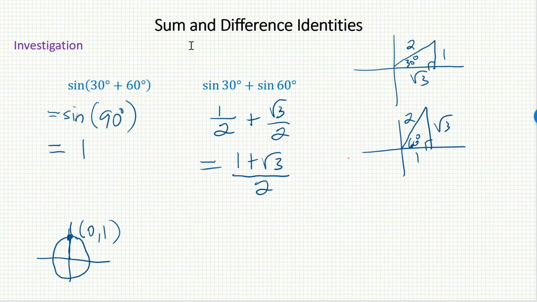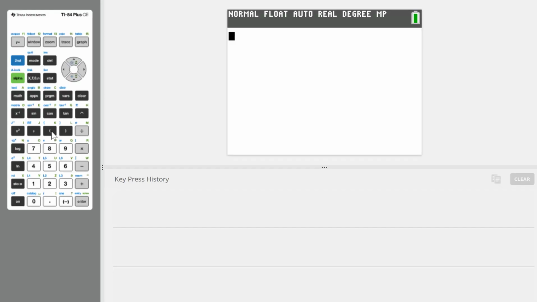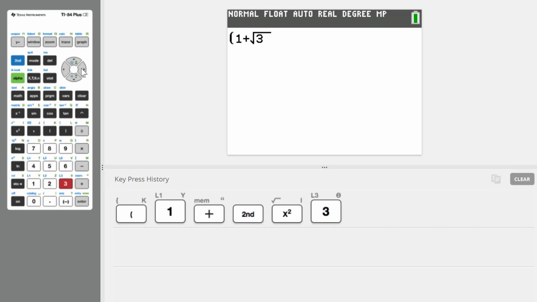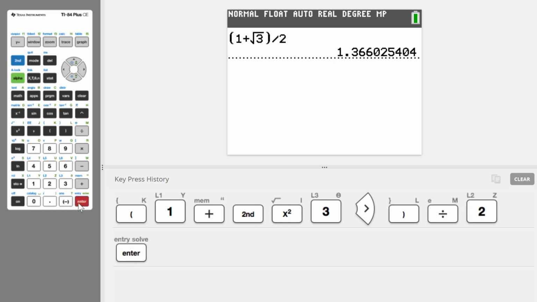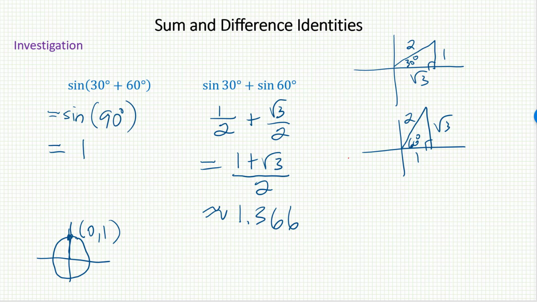And so this is equal to 1 plus the square root of 3 all over 2. Now that certainly doesn't look like it's the same as 1. I better check on the calculator. I want to type 1 plus the square root of 3 on the top, arrow out to close the parentheses, divided by 2, and I get 1.366. So obviously these two expressions are not equal to each other. The sine of the sum is not equal to the sum of the individual sine ratios.